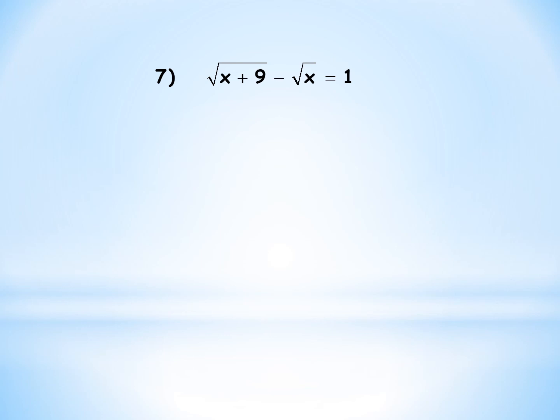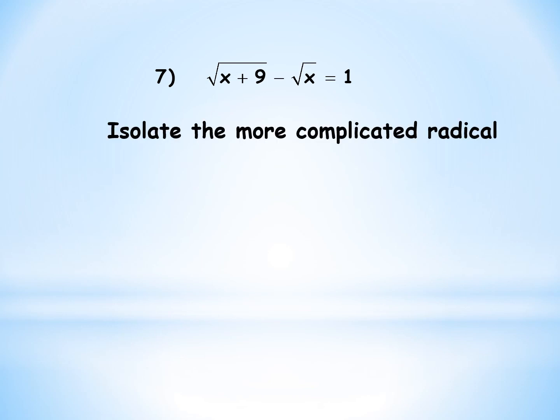Now, this is an unusual situation. Now I have two radicals. So how do I deal with this? So you're always going to isolate the more complicated radical. So I would look at this and I would say the square root of x plus 9 is a little bit more complicated than the square root of x. So I would try and isolate that radical.